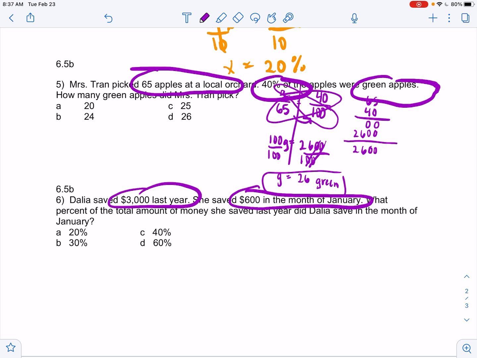At this point, you need to understand that percent is out of 100. They're asking us for percent, so we're going to say percent is out of 100. Our total is, think about what's your total. How much did she totally save? Yes, 3,000. They want to know what percent did she save in that 1 month, which was 600. That's your part.